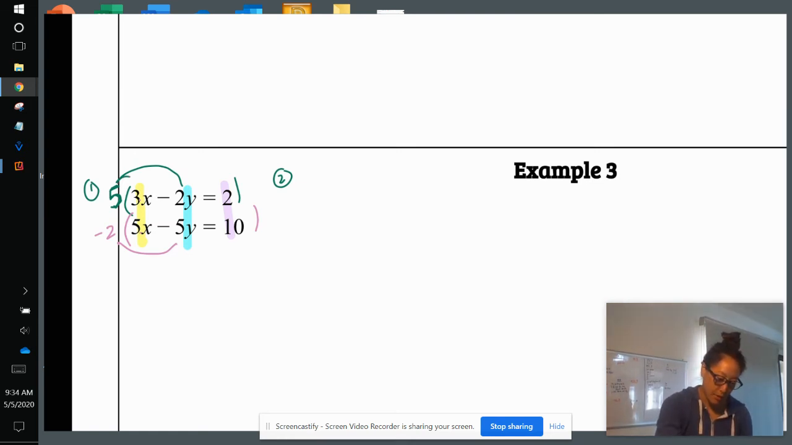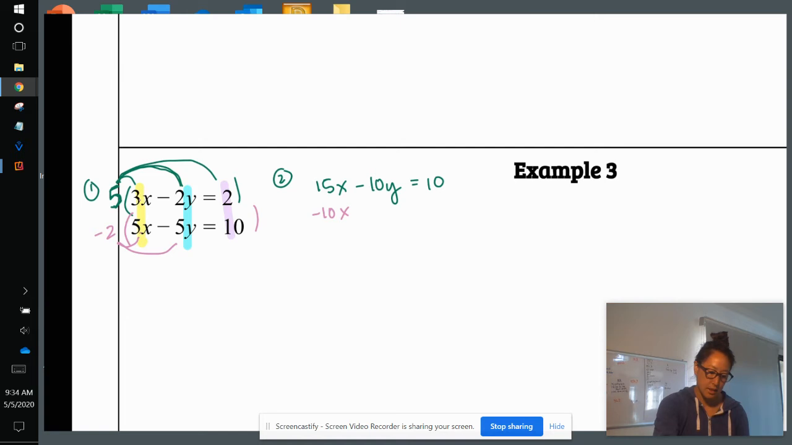All right, so the top, distribute. 5 times 3x gives me 15x, so I'm buying 5 times as much stuff, basically. 5 times negative 2y gives me negative 10y, and then 5 times 2 gives me 10. In the bottom equation, negative 2 times 5x gives me negative 10x. Negative 2 times negative 5 gives me positive 10y. And that equals, make sure you double your cost at the end too. So negative 2 times 10 gives me negative 20.